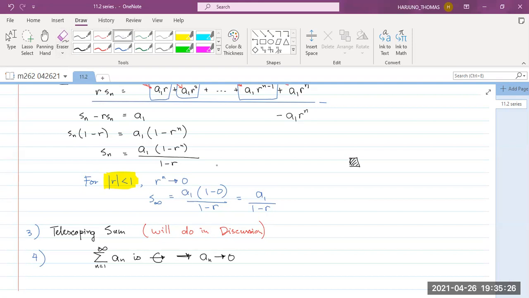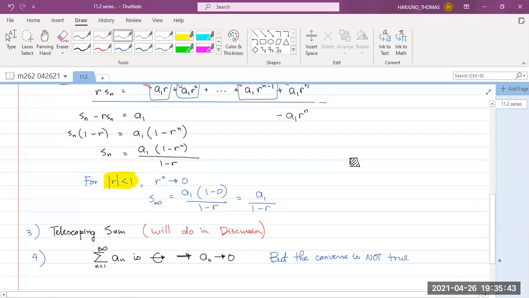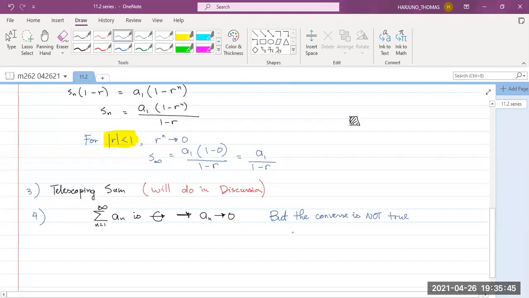Okay, but the converse is not true. Simply because the sequence converges to 0, it does not imply the series must be convergent. No, that's not true.